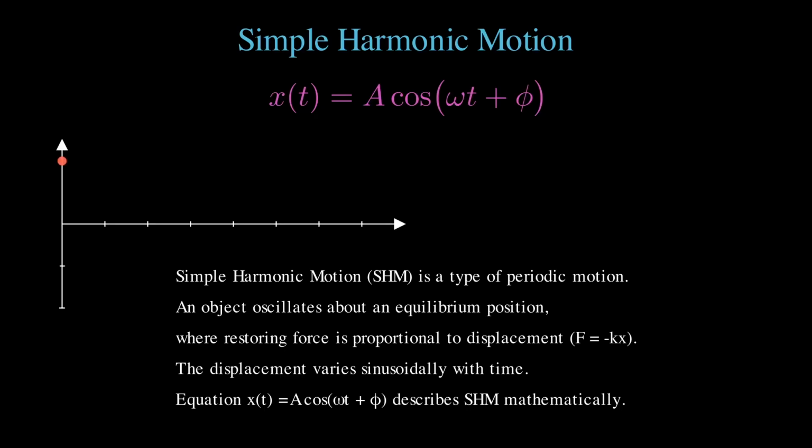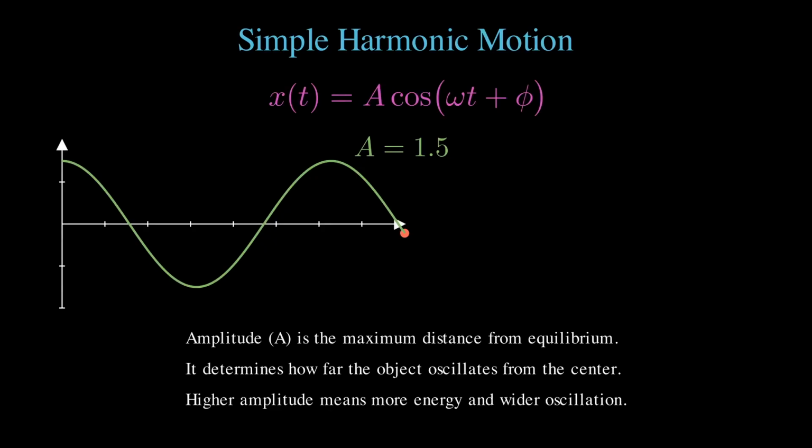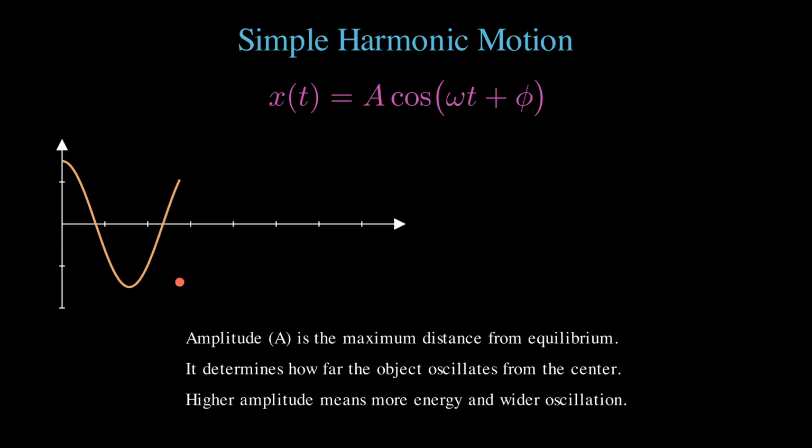Simple harmonic motion is a type of periodic motion. An object oscillates about an equilibrium position. The restoring force is proportional to displacement, as in F equals minus kx. The displacement varies sinusoidally with time. The equation x of t equals A cosine of omega t plus phi describes SHM mathematically. Amplitude A is the maximum distance from equilibrium. It determines how far the object oscillates from the center. Higher amplitude means more energy and wider oscillation.